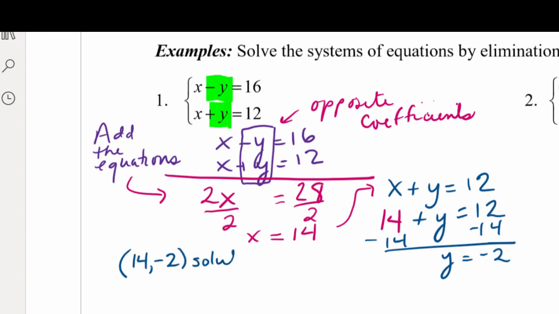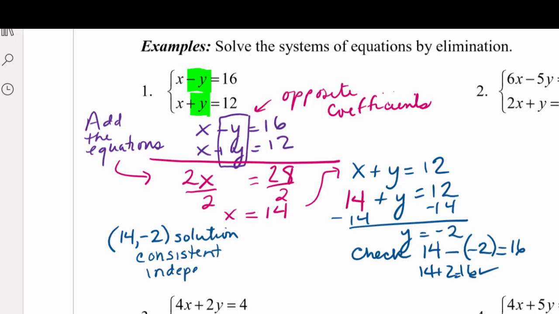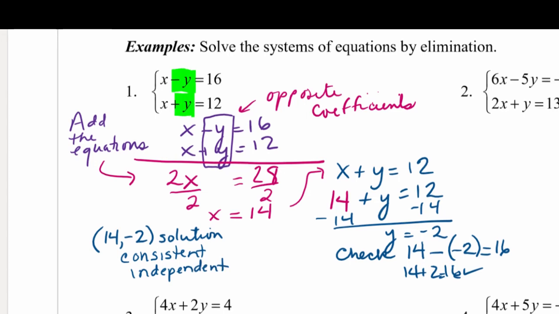That's the solution. Now I always like to check my answers. Notice how I used the second equation to solve for y. That means I'm going to check in the first equation, the one I didn't use to solve for y. That means x is 14 minus y, minus negative 2, does that equal 16? And 14 plus 2 is 16. So that does check. Okay, so I checked it using that first equation. And so since we have one point of intersection, that means that we have a consistent independent system. Two lines that cross at one point. They intersect at one point.